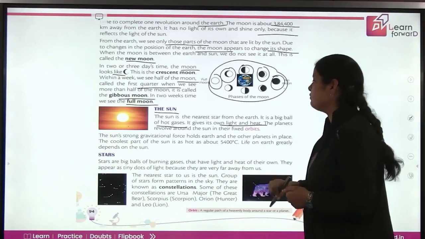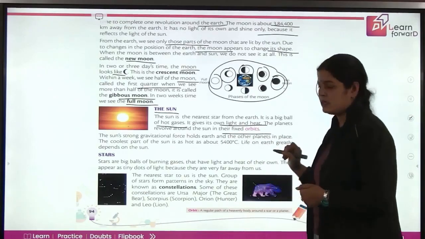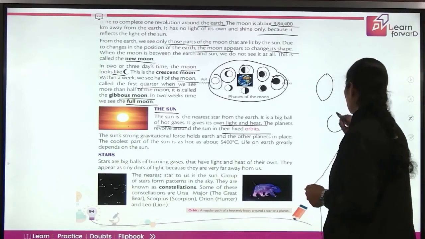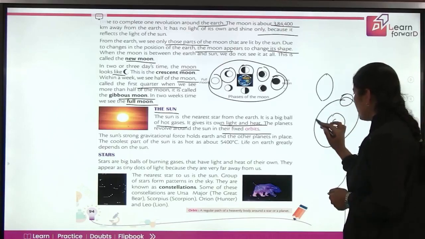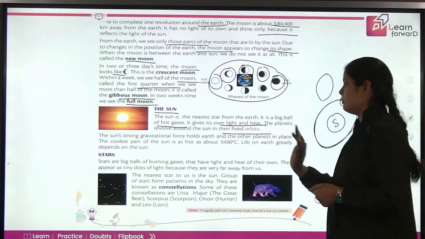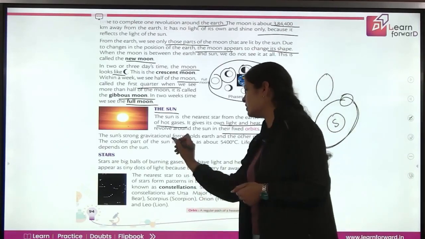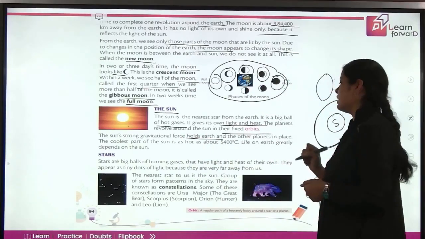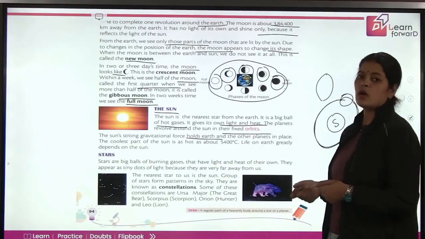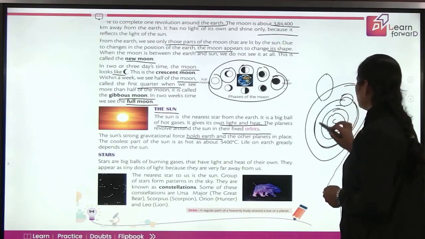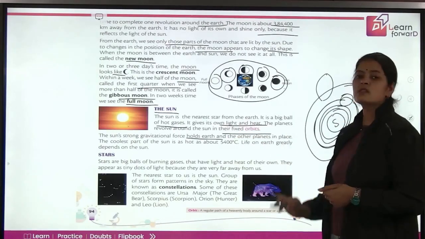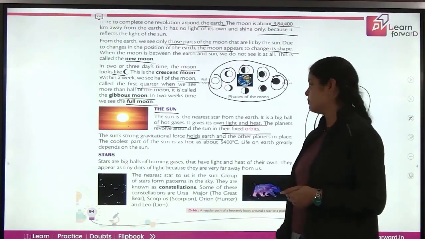The planets revolve around the sun in their fixed orbit. So if this is sun and this is earth that is moving, this path is called a fixed orbit. The sun's strong gravitational force holds earth and the other planets in place. So now earth and the other 9 planets are moving around it because of the sun's strong gravitational force.